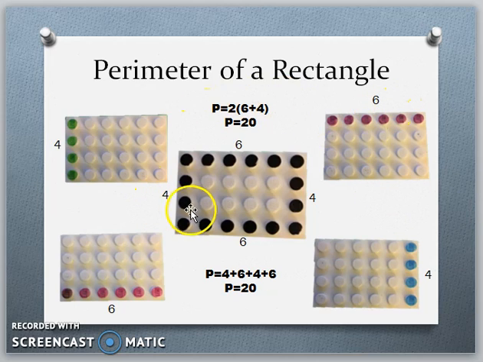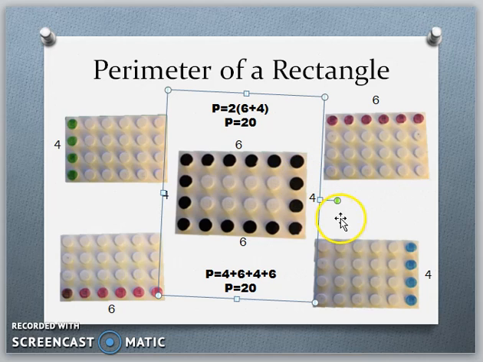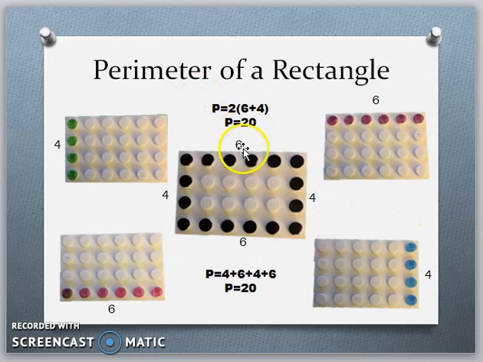So if we take 2 times 6 plus 4, first we have to figure out what 6 plus 4 is. And when we count it out, we know that 6 plus 4 is 10. If we multiply 10 times 2, we're going to get 20. The more simplified version down at the bottom is 4 plus 6 plus 4 plus 6. We already know that 4 plus 6 is 10. We're going to add 4 more, which is 14, add 6 more, which makes it 20. If we counted these dots around the edge, then our total would be 20.